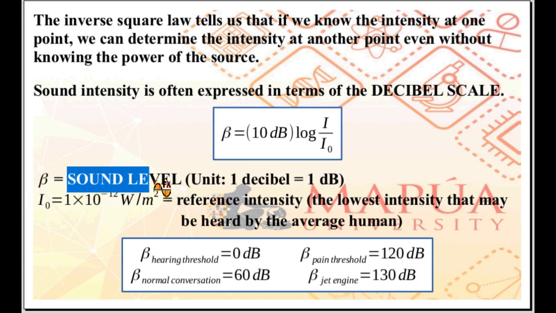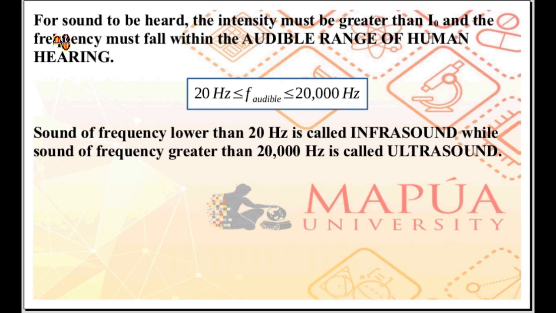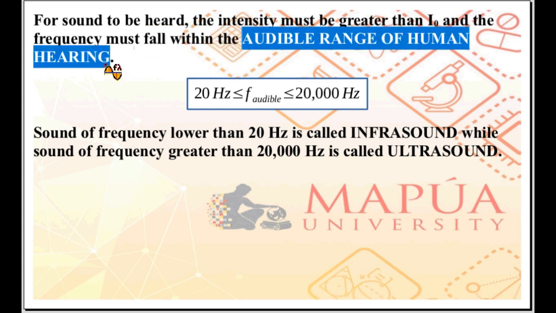You have sound level beta. Beta is 10 decibel log of I over I naught. For sound to be heard, two conditions must be met. The intensity must be greater than I naught, that is to say, the sound level must be greater than 0 decibel, and the frequency of the sound must fall within what is referred to as the audible range of human hearing. That's from 20 Hz to 20,000 Hz. Audible frequency is greater than or equal to 20 Hz, but less than or equal to 20,000 Hz.